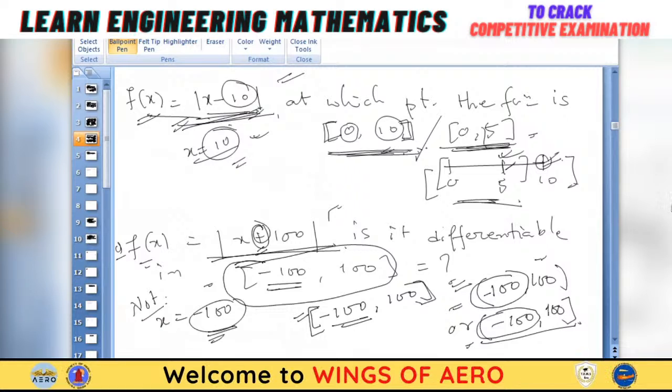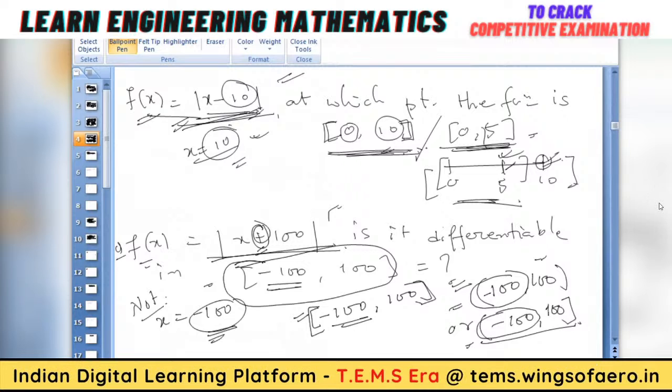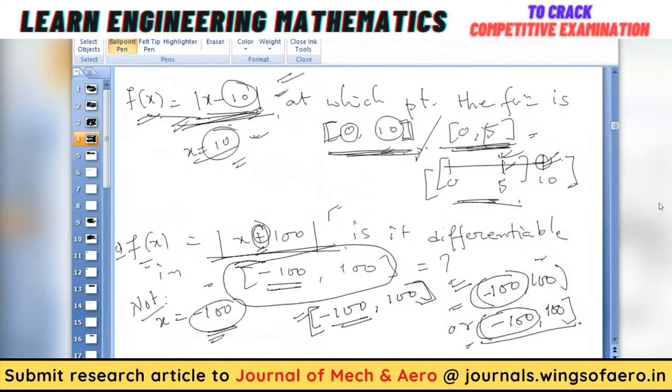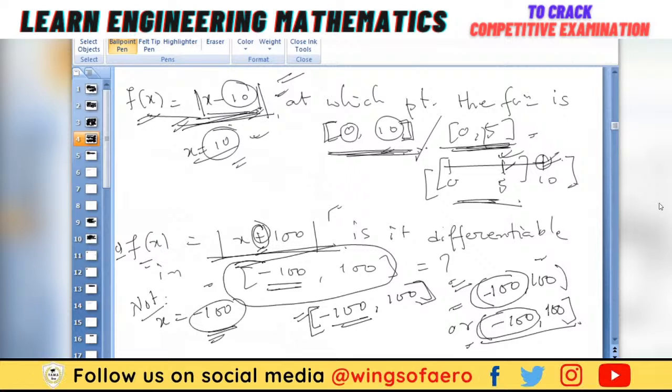Okay, the differential of sine x is cos x, or the differential of x square is 2 into x, like this. Simply apply the differential; you don't have to apply the definition. But in cases where there is a mod of x, that is a function which is not differentiable.